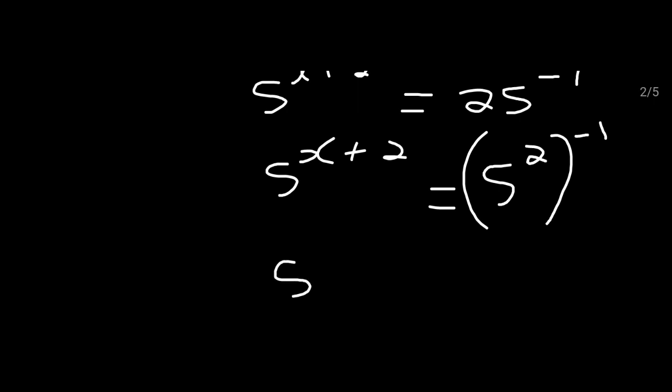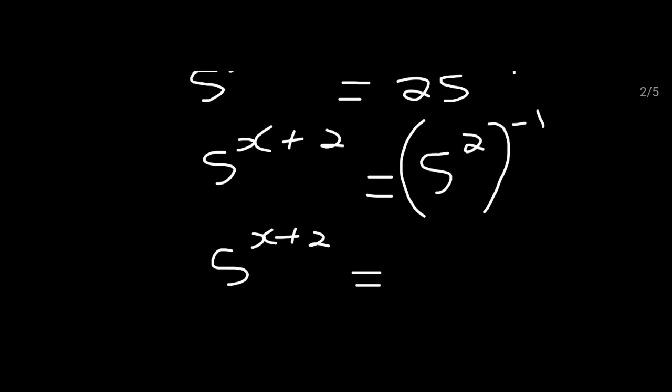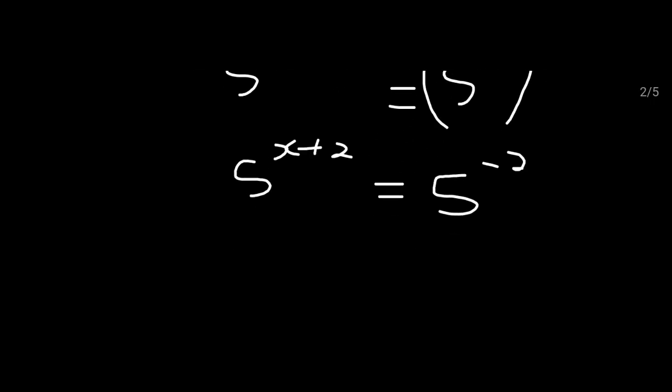Now the law of exponents: when an exponent is raised to another exponent, those exponents multiply. Exponent raised to another exponent, you essentially multiply. 5 to the exponent of 2 multiplied by negative 1 gives negative 2.